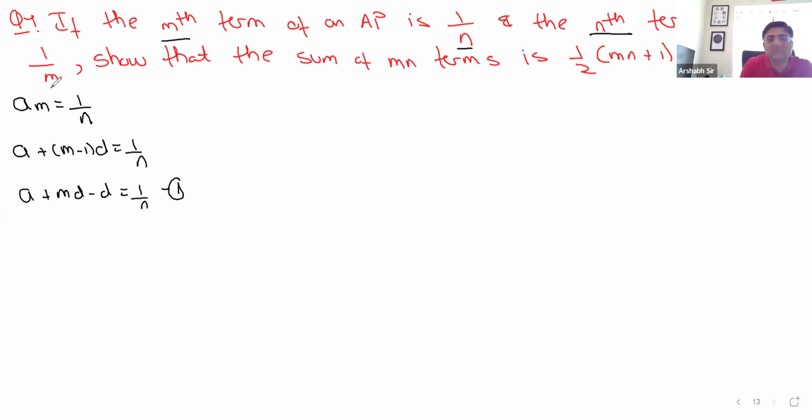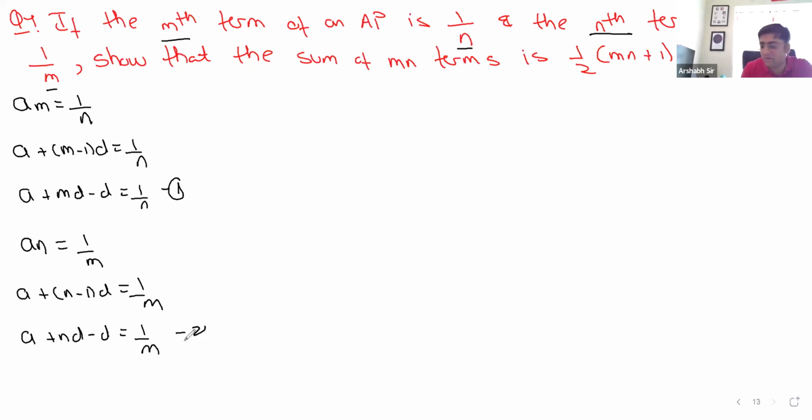And the nth term is 1 by m. So the nth term is 1 by m, meaning a plus n minus 1 times d is 1 by m, that is a plus md minus d is 1 by n. Call this equation number 2. Okay? Now look, using these two equations, what will we do?